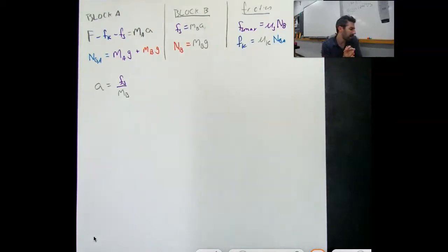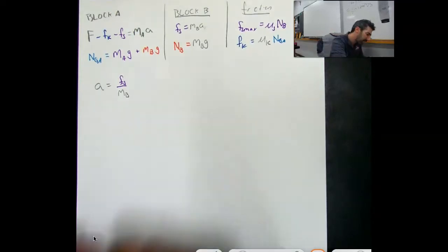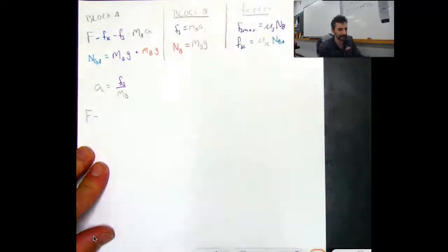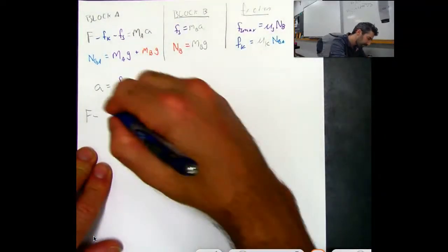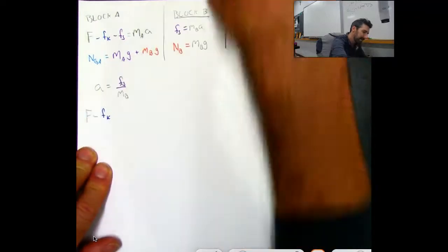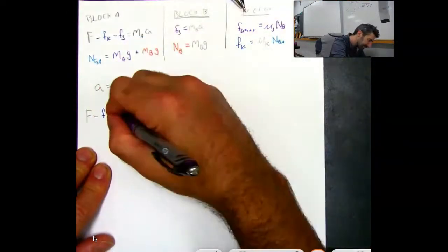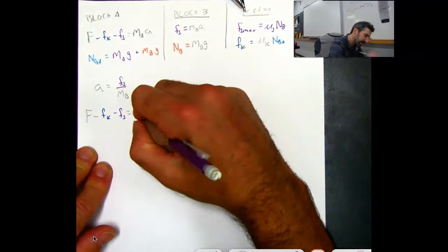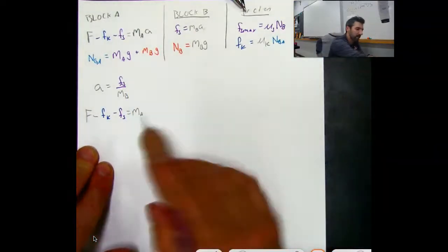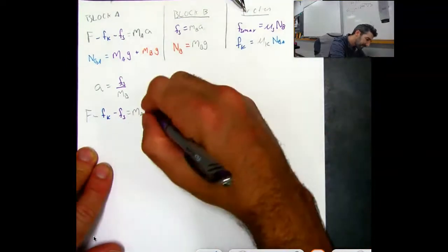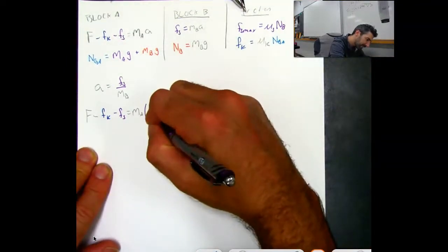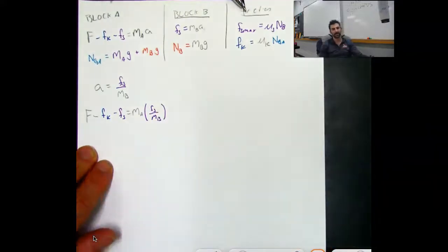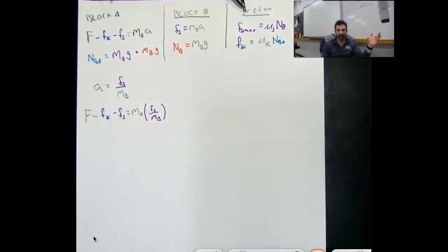I was lucky. So what am I going to do here? I'm going to say that F minus my FK, minus my static force, that is equal to the mass of block A times the acceleration, which we just happened to find, of Fs over mass of block B. That happens to be my acceleration.